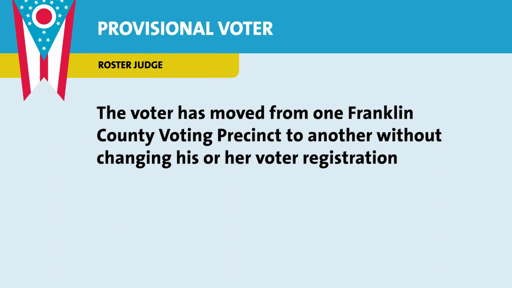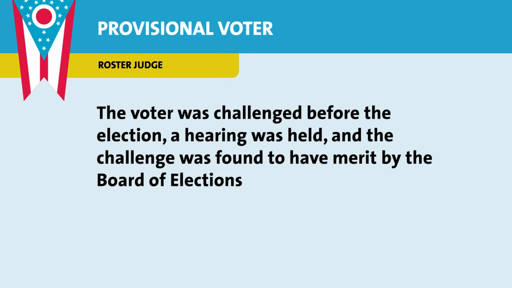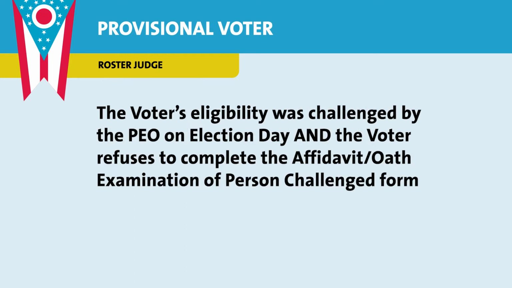The voter has moved from one Franklin County voting precinct to another without changing his or her voter registration. The voter was challenged before the election, a hearing was held, and the challenge was found to have merit by the Board of Elections. The voter's eligibility was challenged by the PEO on Election Day, and the voter refuses to complete the affidavit oath examination of person challenged form.